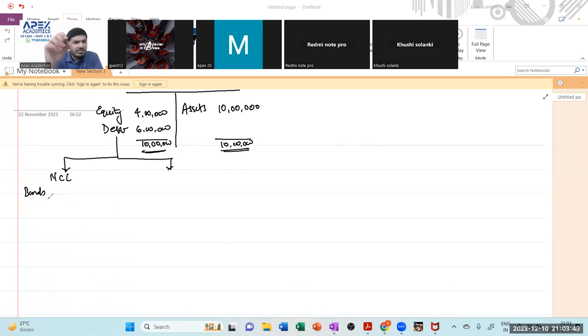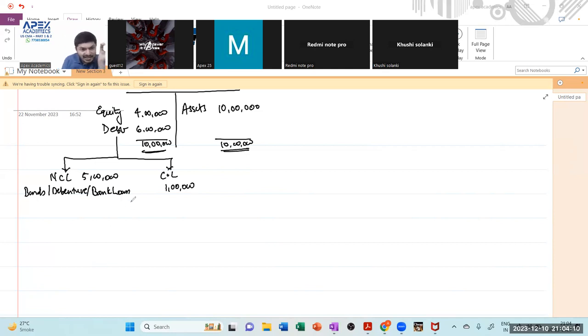Now, out of this debt, let me give you a bifurcation: non-current liabilities are bonds. Everywhere I will use the term bonds, debentures, bank loans interchangeably, because it will not have any impact. Please understand this concept. There are 5 lakhs of bonds, and your current liabilities are 1 lakh.